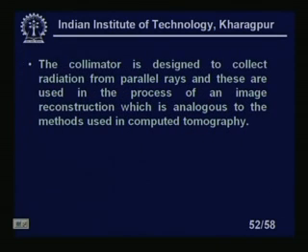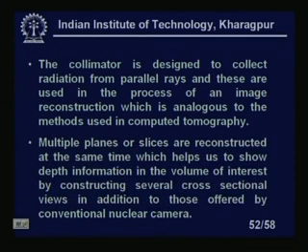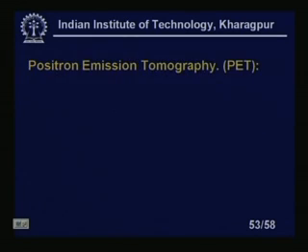The collimator is designed to collect the radiation from parallel rays, and these are used in the process of image reconstruction, which is analogous to the method used in computed tomography. Multiple planes or slices are reconstructed at the same time, which helps us show the information in the volume of interest by constructing several cross sectional views, in addition to those offered by the conventional nuclear camera.